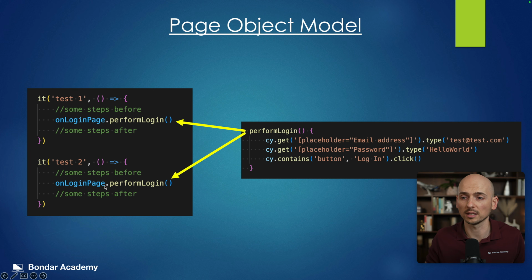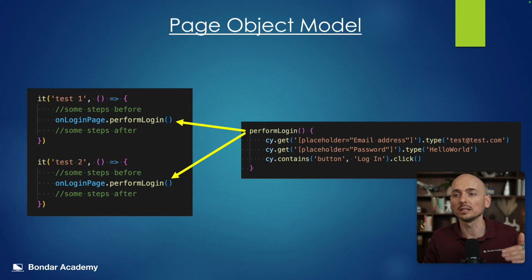And the same for the other test too. And you see, the 3 lines of code inside of the test are reduced to a single line of code. It is very descriptive. You can read this code clearly: on the login page, perform login. And if something has to be changed later, for example, the login button is changed to a sign in button, you can go to just the perform login method, change it in a single place, and it will be applied automatically to all of your tests.